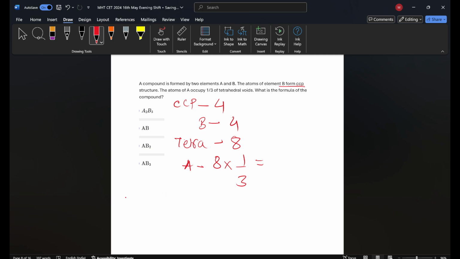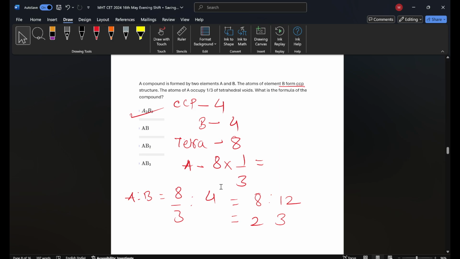So the ratio of A to B is 8 by 3 is to 4. So I just multiply both sides by 3, so it becomes 8 by 12, which can be 2 by 3. So A2 and B3, so this is the option.